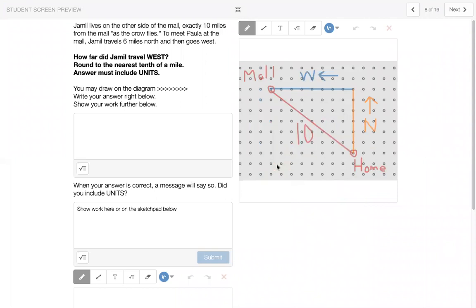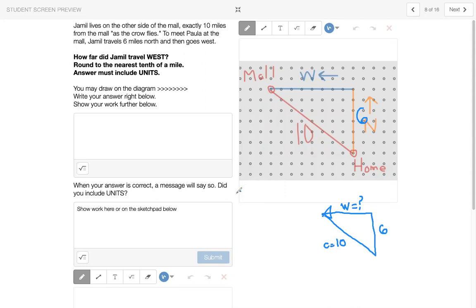Same song and dance, but slightly different now, because now we know that from the home to mall, that's 10 units. We're also expected to go 6 units north. So really, we're working with a triangle now where the hypotenuse is 10. That's given. We've been trying to get that this whole time. But now we're being asked to find how many units west we were heading. So let's work backwards a little bit.